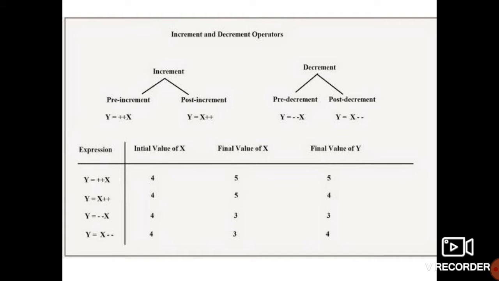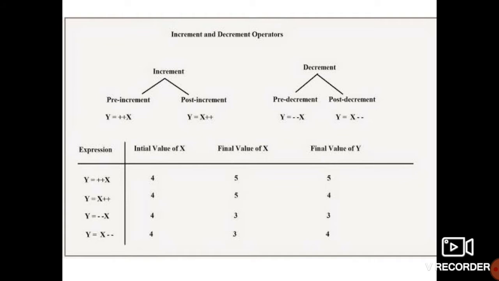Here y is equal to plus plus x. The value of x is 4, and plus plus x means first we will add 1 to x and then we will write the answer. So the initial value of x is 4. After doing the calculation it will become 5, and together the value of y is 5 now. Now again, in the second line, y is equal to x plus plus. Now here the plus plus sign is placed after the number.